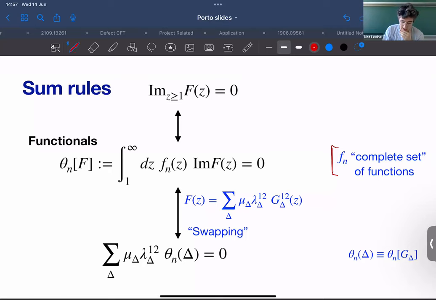And the way that this yields sum rules is essentially through the BOE. So here I've got the BOE. I can expand F as a sum of blocks, and I just plug that into the integral. And essentially this second line will then become equivalent to this list of sum rules, right? So n equals 1, 2, and so on.